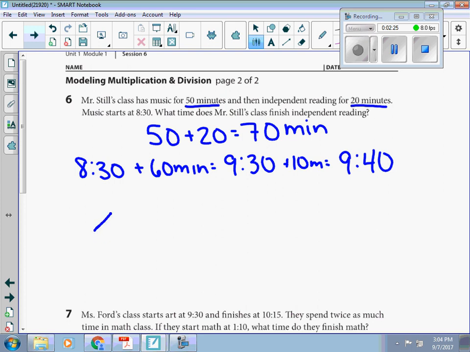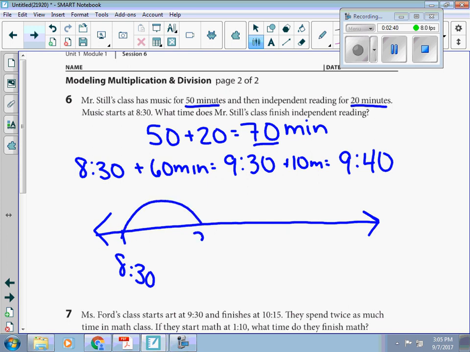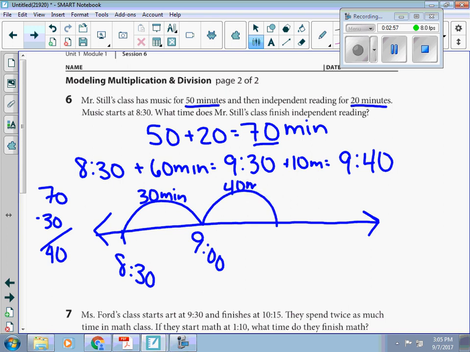If I want to show it on paper, or if I'm not sure how to break it down, I like number lines with time. So I'm going to start at 8:30, and I'm going to keep track of my jumps until I get to that 70 minutes. From 8:30, I'm going to jump to the nearest easy time, which to me is 9 o'clock, and that's 30 minutes. And then I know I needed 70, and I just used 30, so I still have 40 minutes left. Well, starting at 9, I can do a 40-minute jump and end up at 9:40. Both strategies are great, and I know that he finishes his independent reading at 9:40.